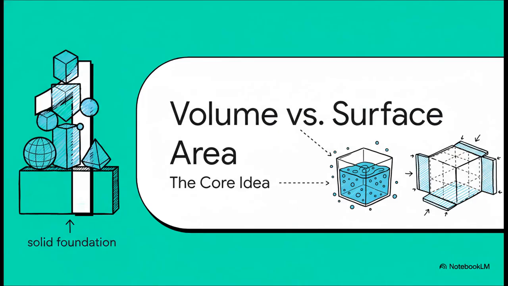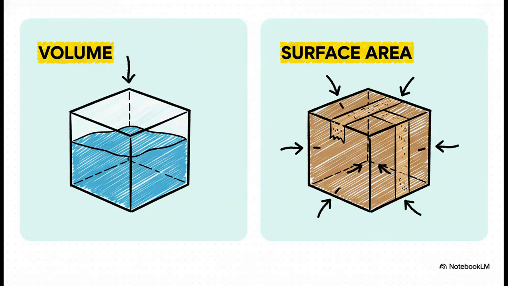But hey, before we start building anything, we gotta make sure our foundation is solid. So let's get one core idea perfectly clear: the difference between volume and surface area. It's actually way simpler than it sounds. So think of it like this. Volume is the enclosed space. It's everything inside an object. If you were to fill a box with water, the volume is how much water it holds. Surface area, on the other hand, is the object's skin. If you wanted to gift wrap that same box, the surface area is exactly how much wrapping paper you'd need to cover it. That's it.